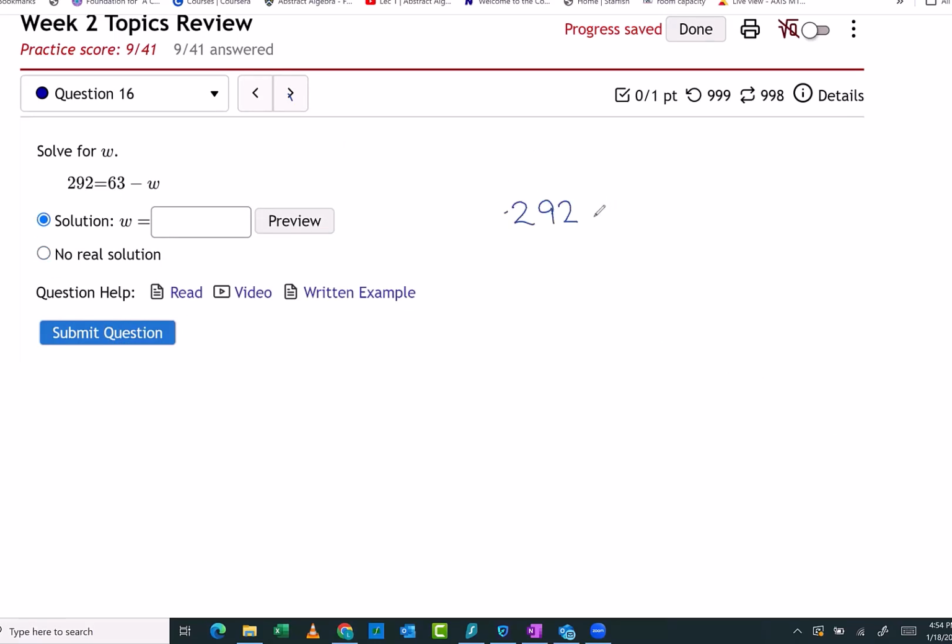I have 292 is equal to 63 minus w. First thing I'm going to do, since I want to get w by itself, sometimes we call it isolating the variable. So maybe you can call it isolating w. But what I need to do is get this 63 to disappear from that side. All I want over on that side is w. Since I have a plus 63, I subtract 63 from both sides.